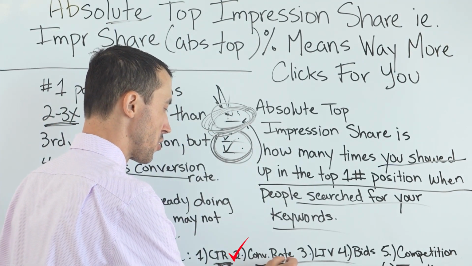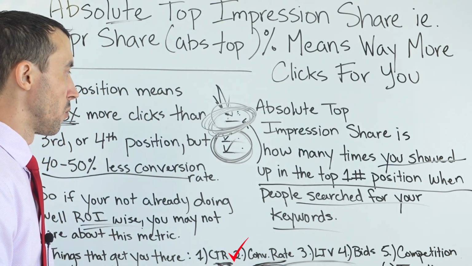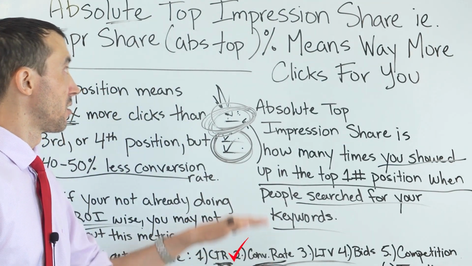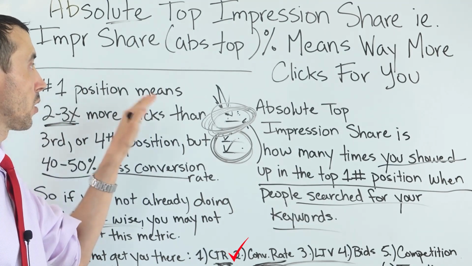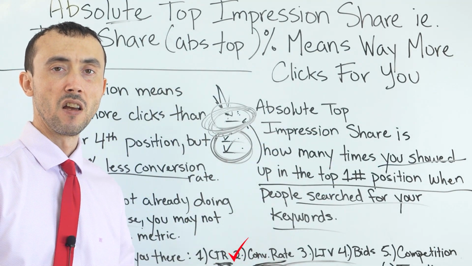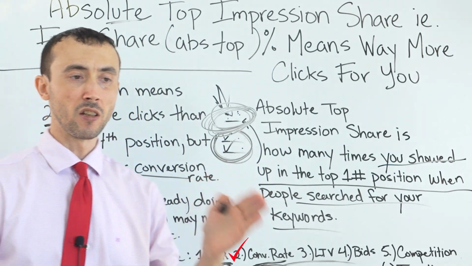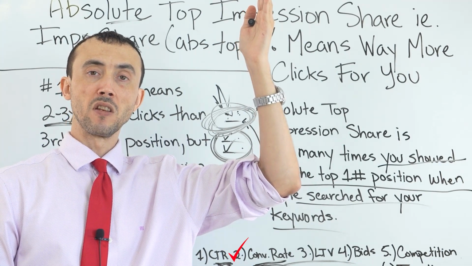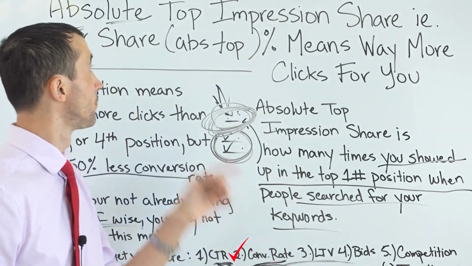But second of all, conversion rate. Half of what determines the quality of what you're doing, that determines how close to 100% absolute top impression share you get, is down to the conversion rate. How can you make the conversion rate from the clicks you're paying for better? Because that'll get you closer to 100% absolute top impression share.